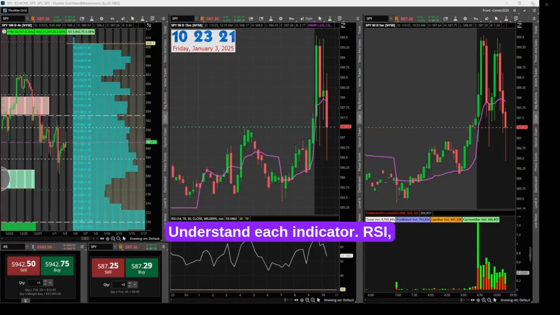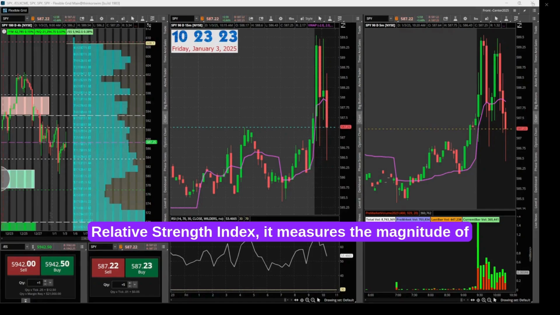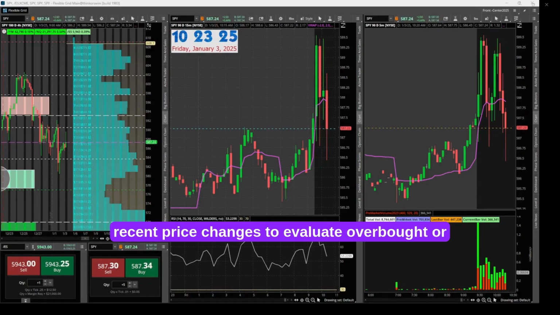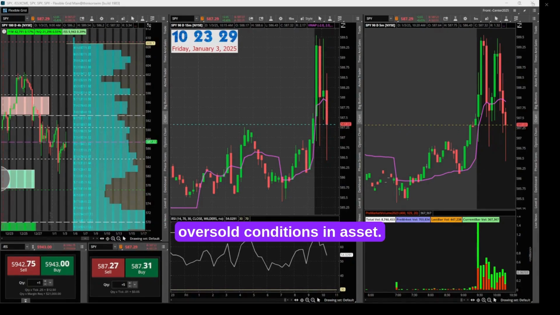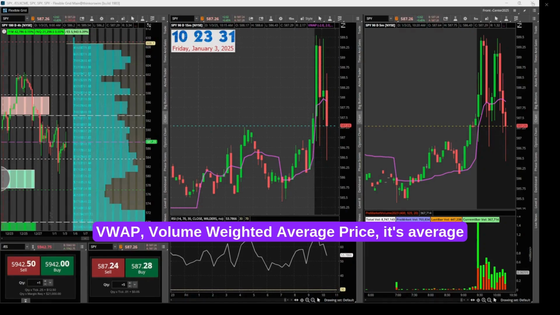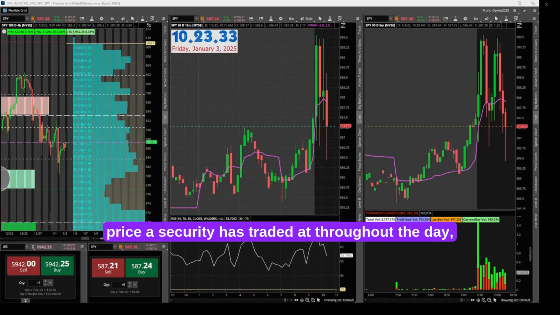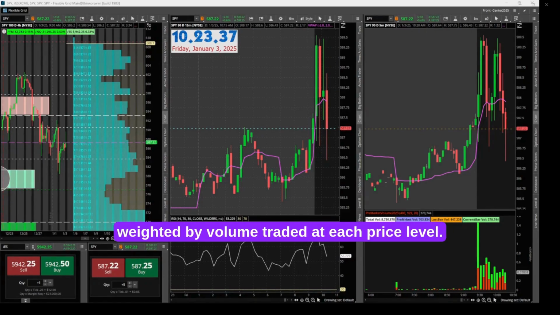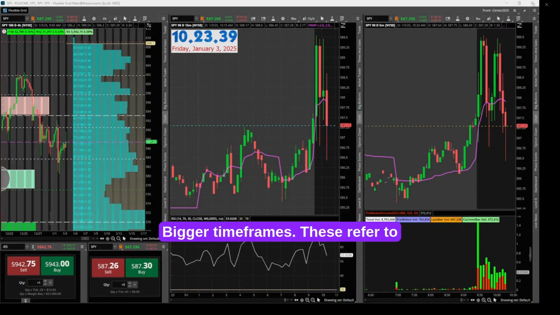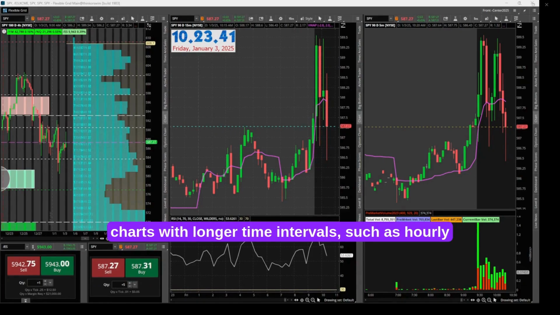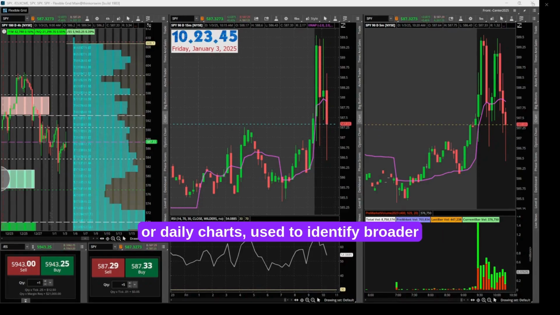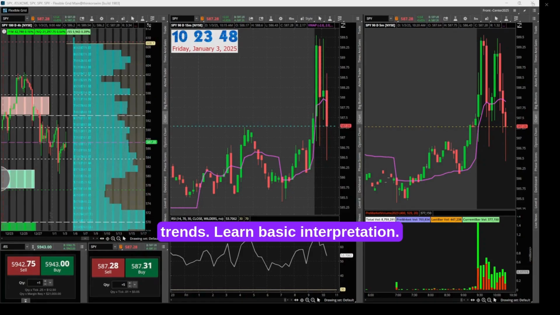Understand each indicator. RSI, Relative Strength Index, measures the magnitude of recent price changes to evaluate overbought or oversold conditions in an asset. VWAP, Volume-Weighted Average Price, is the average price a security has traded at throughout the day, weighted by volume traded at each price level. Bigger time frames refer to charts with longer time intervals, such as hourly or daily charts, used to identify broader trends.